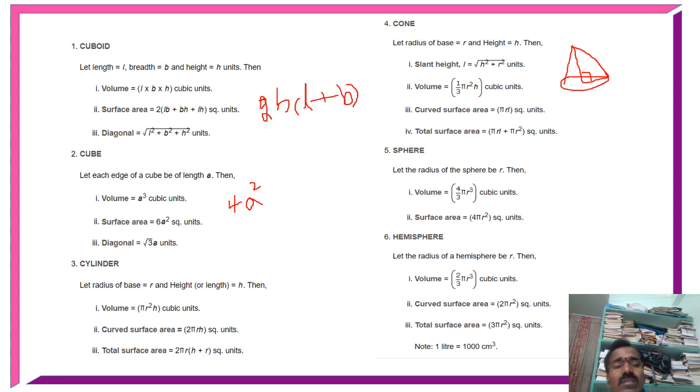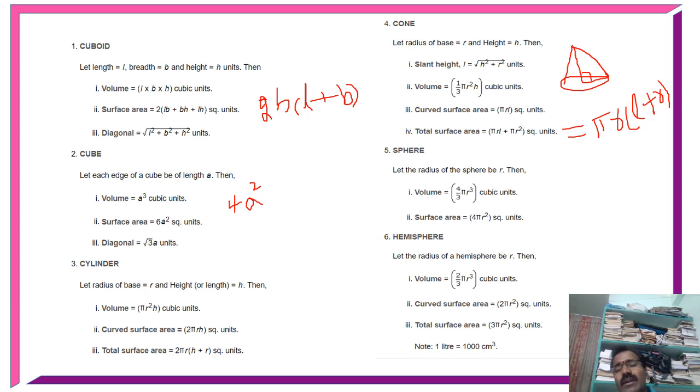And volume is 1/3 of volume of cylinder, 1/3 pi R square H. Curved surface area is pi R L, where L is slant height, and total surface area is pi R L plus pi R square. We can write pi R of L plus R also. If you factorize, pi R of L plus R is the TSA of a cone.